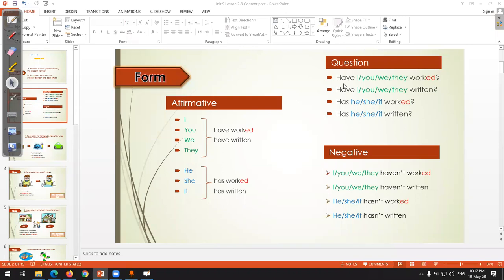In a question form, we use have or has before the subject. Okay? We put it before the subject. We take have or has and put it before the subject. Okay? Have you worked? Have we written? Has she worked or has she written? Okay? In negative form, we put not after have or has. We haven't worked or she hasn't worked.